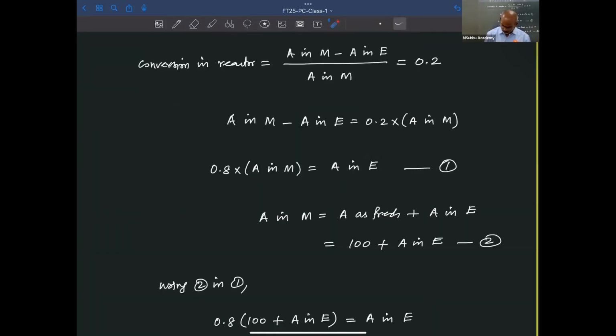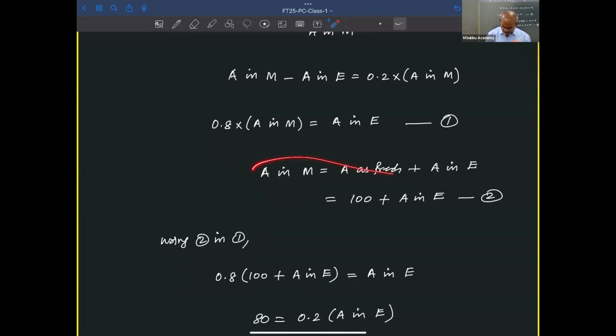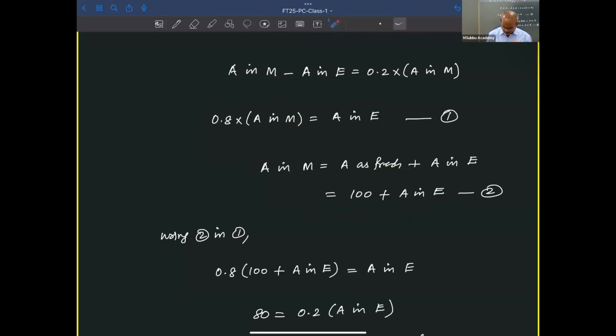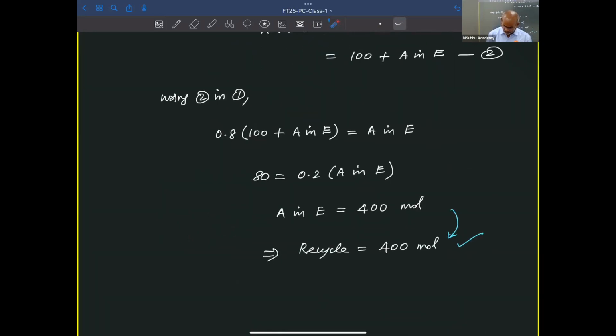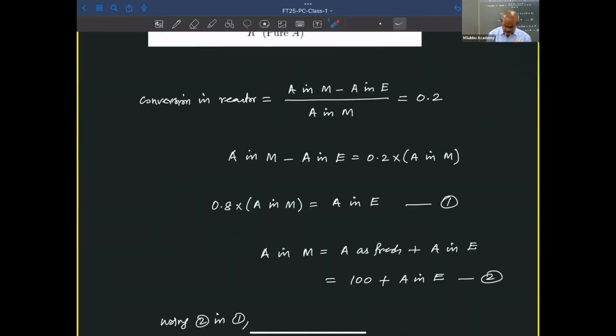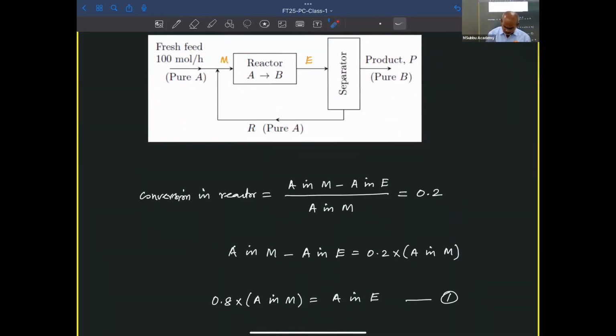By that way, we now have another equation, in addition to the one we already have. Using these two, you can actually solve for how much A is here, and from that how much R is leaving.